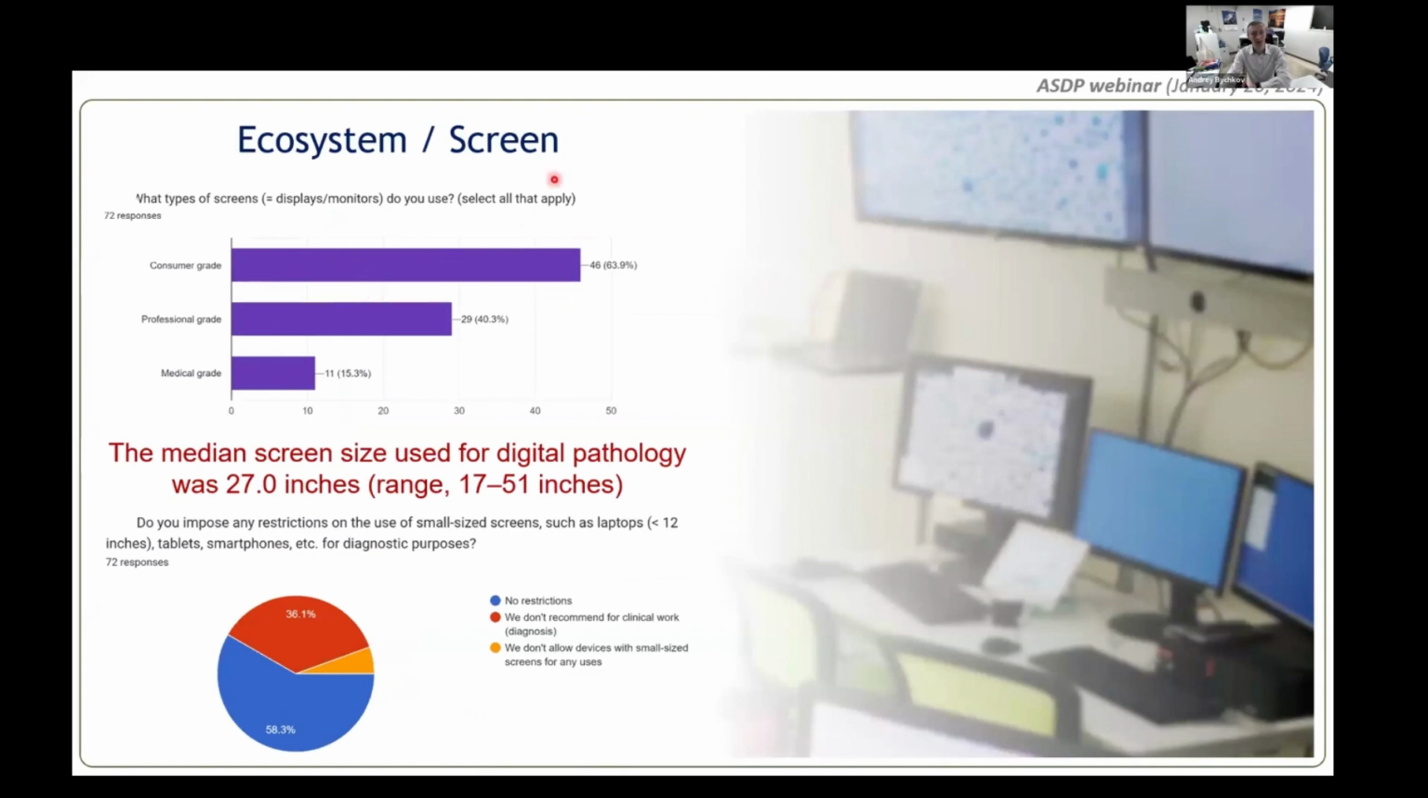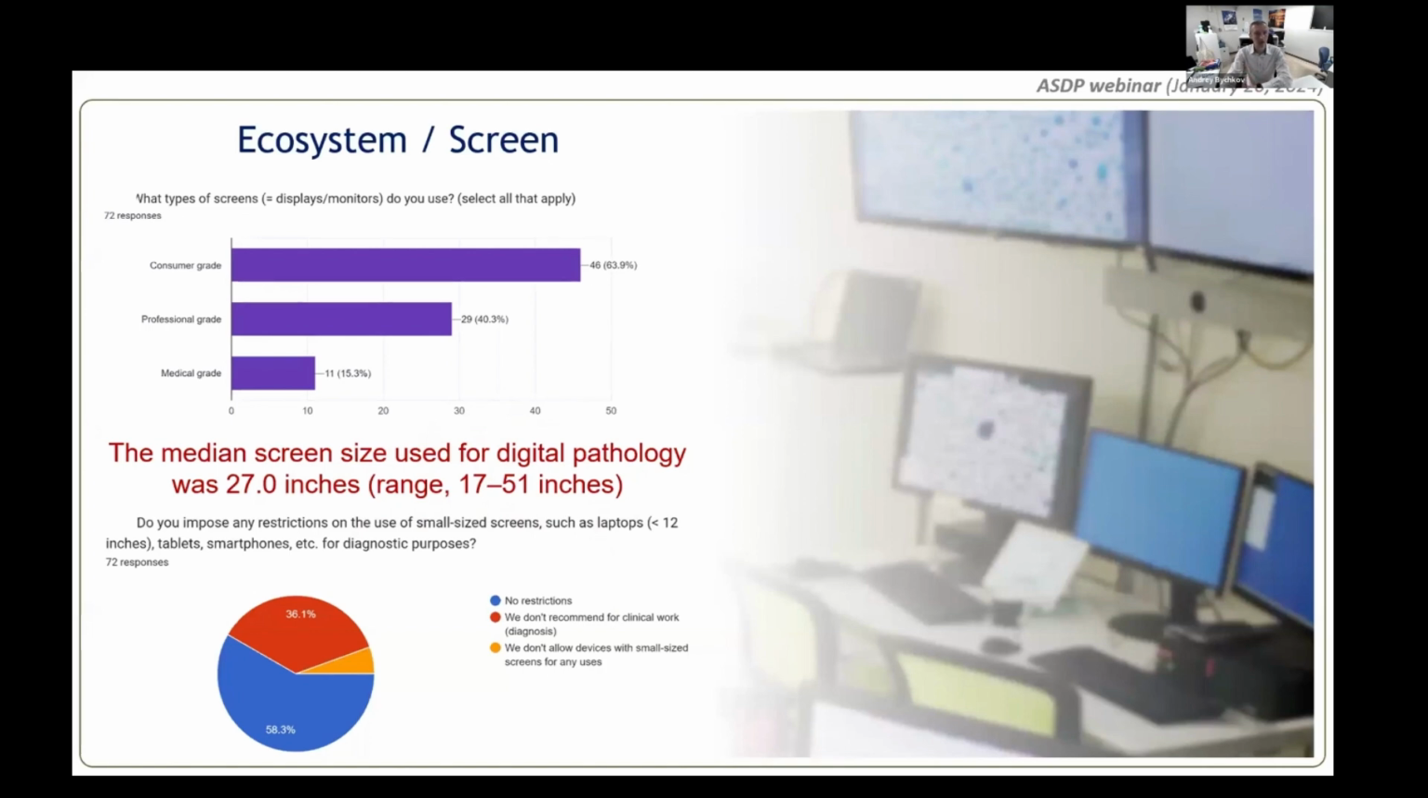Screens, the last piece which I'm going to cover here from the hardware part. Most laboratories used consumer-grade monitors, but a substantial proportion had expensive professional-grade and even super expensive medical-grade displays. The median screen size used for digital pathology was 27 inches, with quite a huge range from 17 to 51. So then we made a very special question.